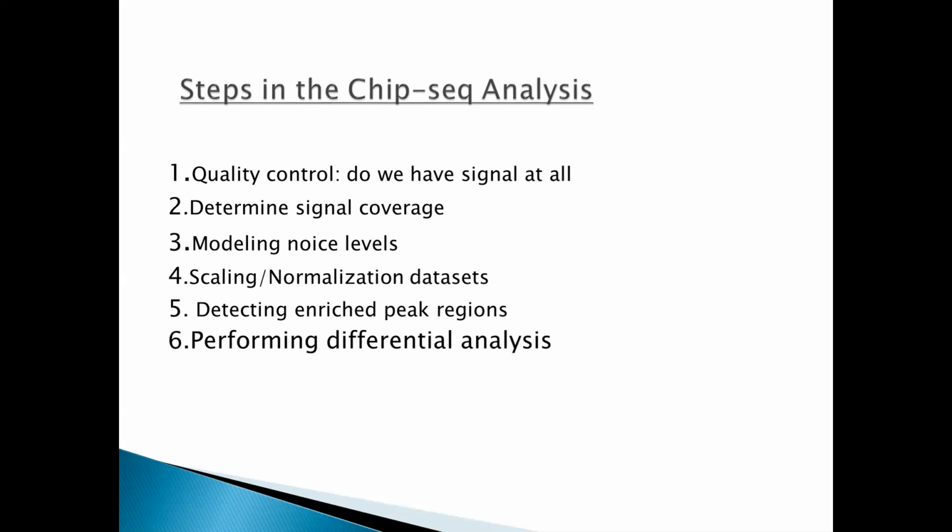And the fourth is scaling normalization. Fifth one is detecting enriched peak regions. Significantly enriched regions are called peak regions. And the last step is performing differential analysis.